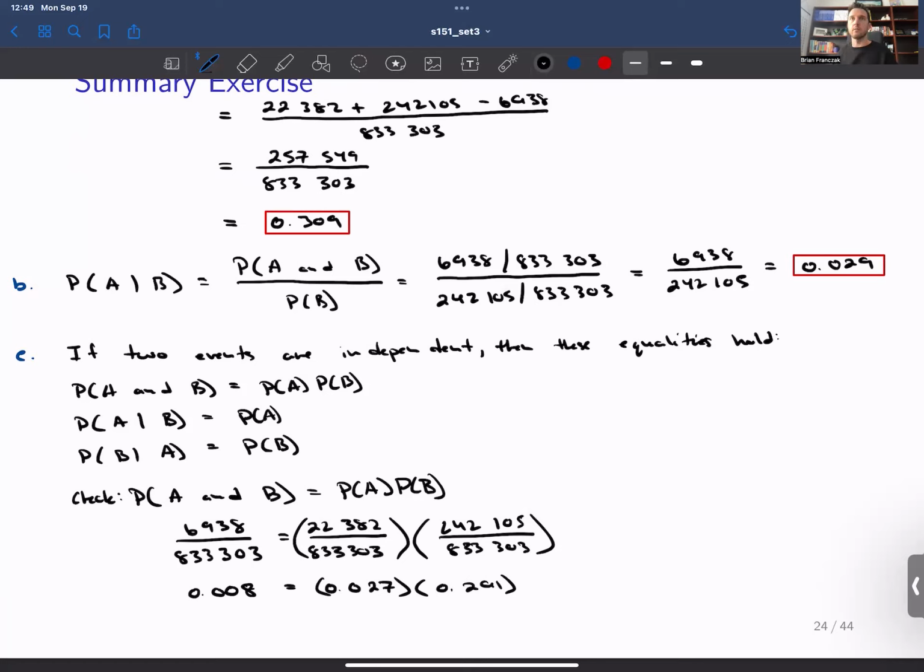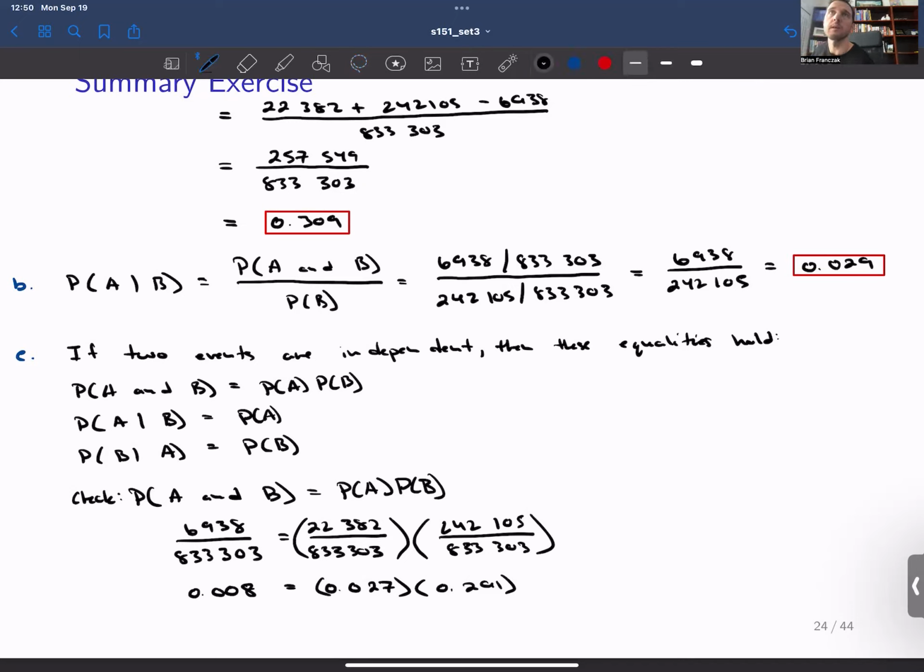0.027 times 0.291 is equal to 0.008. Oh, look at that. It's pretty close. Oh, okay. We're going to need another decimal place, I guess, just to show. They have to be exactly equal, but the rounding here makes it look like it is equal.